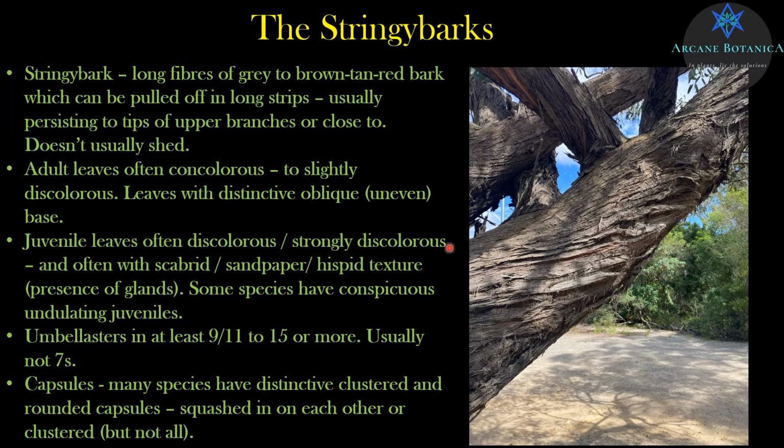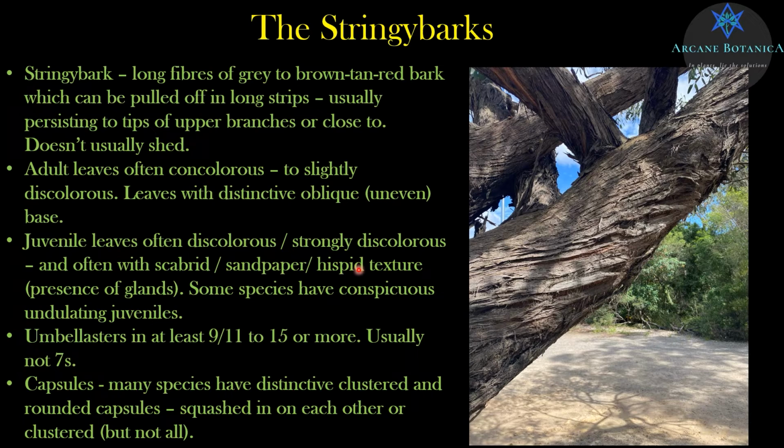They can be strongly discolorous, and often if you get a sprig or a branch of stringy bark juvenile foliage, this really helps as well. They've got this sort of scabrid texture, or sandpaper-like texture, a bit like a plant like Galium aspera, something like that. They're very rough a lot of the time. They're not all like that, but a lot of them are. And they have this hispid texture.